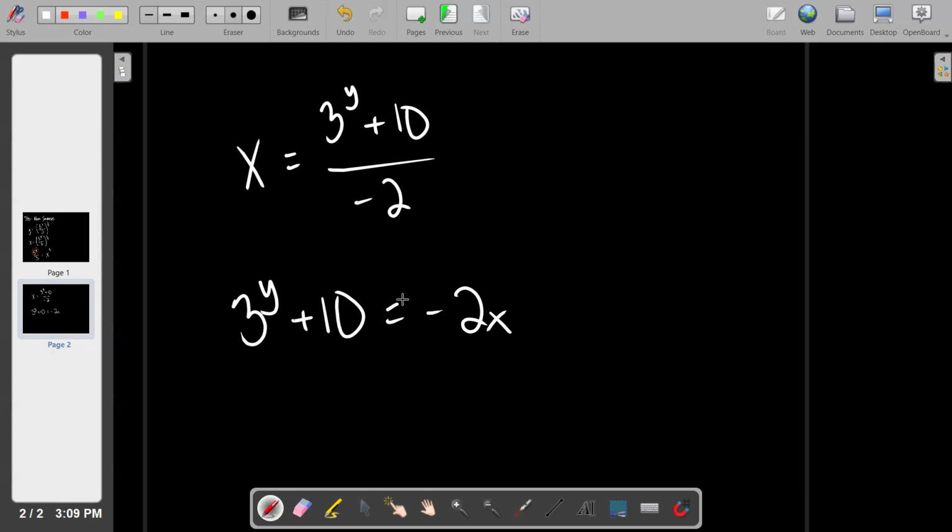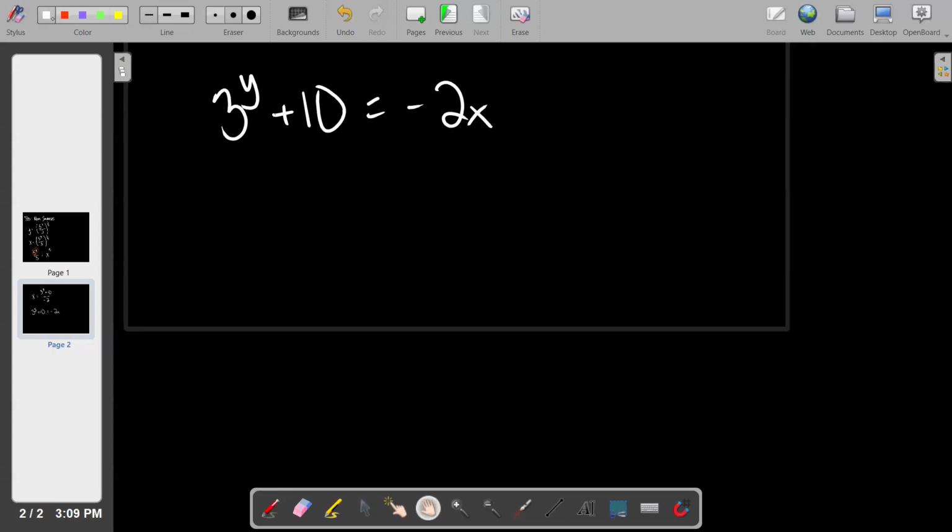What's the next cleanup step we've got to do? -10. -10, right? We've got to get rid of the straggler. And so we're going to have 3 to the y. That's our target, is equal to negative 2x minus 10. Next step, log base 3.